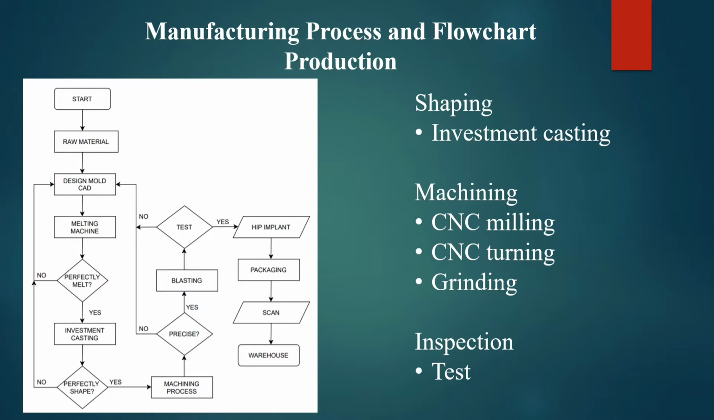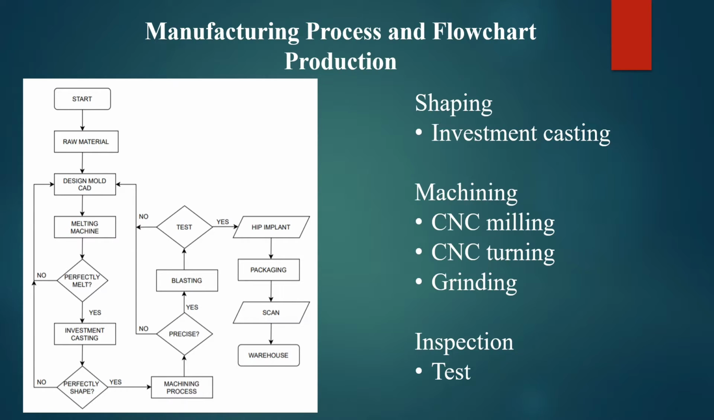Hello everyone, I'm Philip Patrick, and today I'm going to talk about the manufacturing process and the flowchart production. For the process, we can come out with 3 types: the shaping, the machining, and inspection. First we need to select the raw materials. After we have selected the raw materials, we need to design the mold cap by using AutoCAD software. After we design the mold, we need to melt the raw materials. Then we need to make sure it's perfectly melted so that we can proceed to the next step. After we have melted the raw materials, we follow with the investment casting.